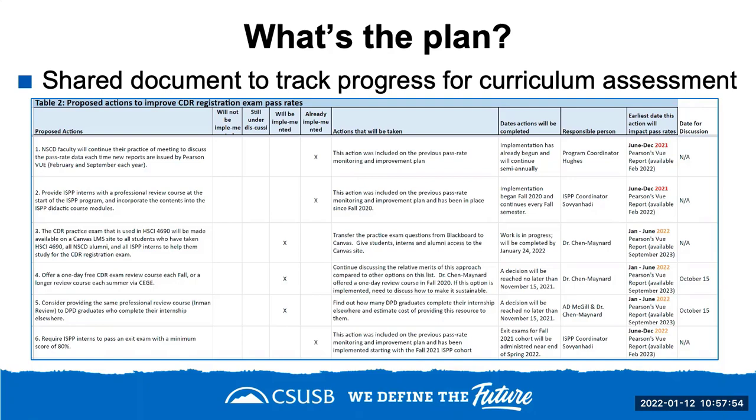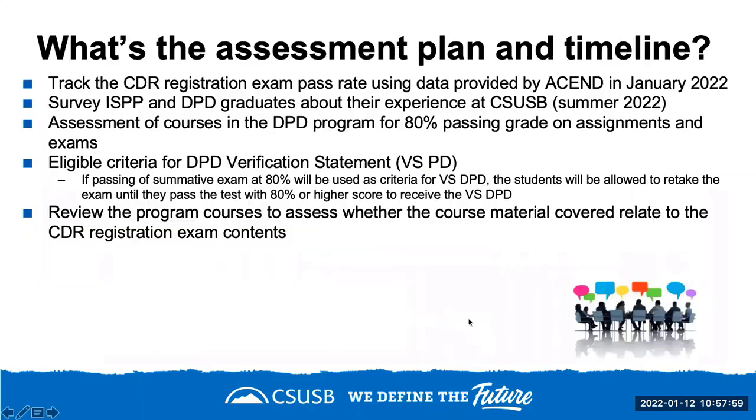And again, this is just a portion of some of these proposed actions. So the timeline and the plan are that we want to track the Commission on Dietetic Registration provides all the programs with the exam passage rate twice a year, once in December closing date, and the other one in June closing date. So we will have our next pass rate for the programs, for our DPD program and our internship in January of 2022. And at that point, we hope to see an improvement that we have implemented for the last 6 months.